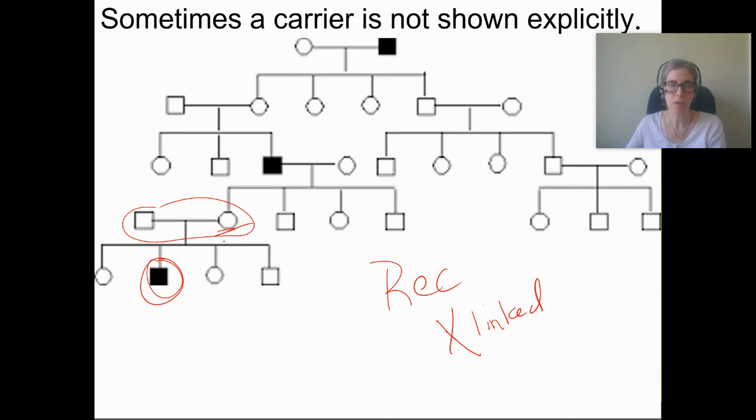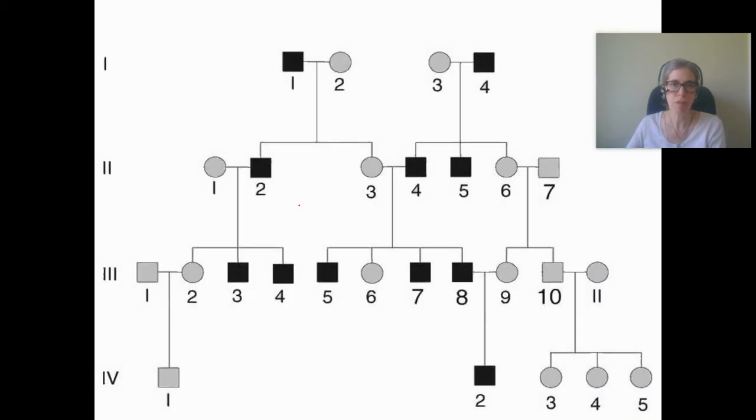Because the boys would all pass it on to their sons. But as you can see here, here's a boy who has it. The daughter here must be a carrier because her son has it. And then another generation, the girl's a carrier, a boy has it. So this is probably X-linked recessive. Definitely recessive. Looks X-linked to me. Kind of a small pedigree though.